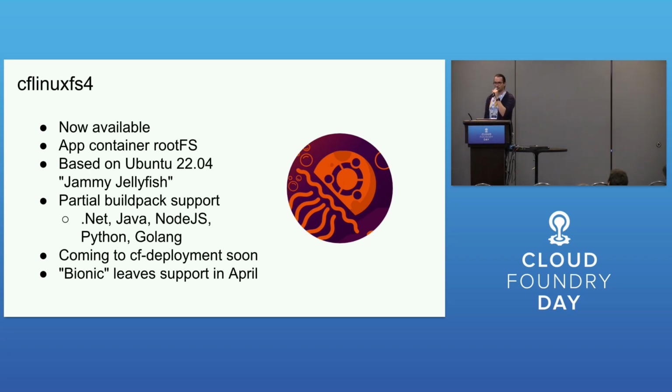The CF Linux FS4 stack is the new root FS for application containers. It's based on Ubuntu 22.04 Jammy Jellyfish. Don't confuse this with the stemcell. The stemcell is the operating system that the Cloud Foundry components themselves run on. This is the root FS that the applications themselves run on. So CF Linux FS4 is now available, and we do have partial buildpack support. As of when I made these slides, we had .NET, Java, Node.js, Python, and Golang, though it's possible there may be some more either in flight right now or releasing soon.